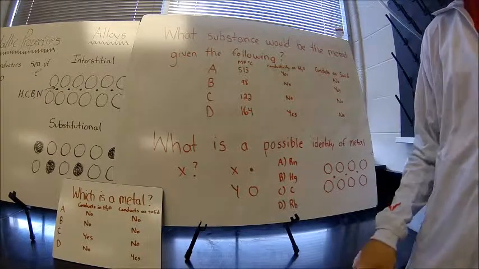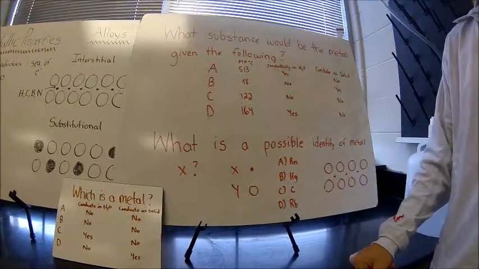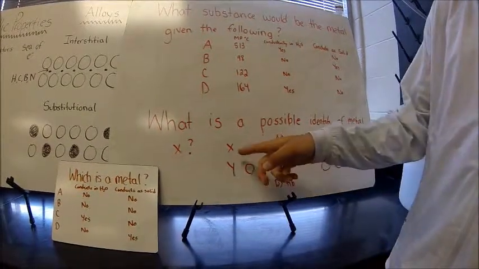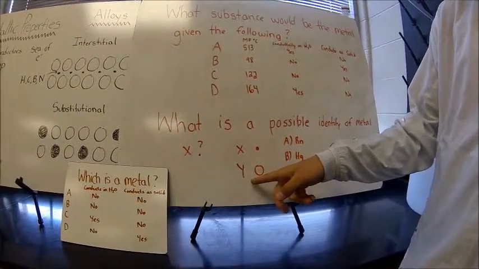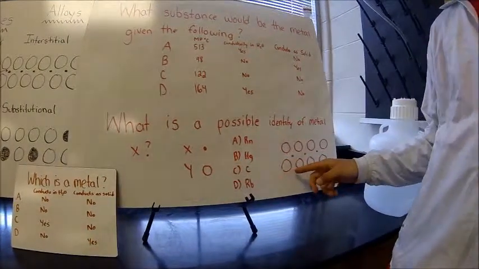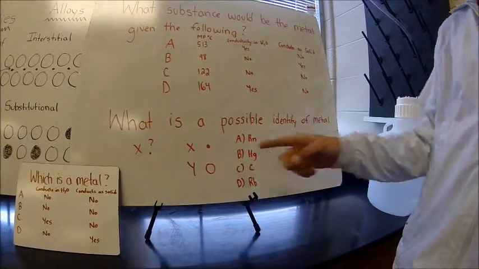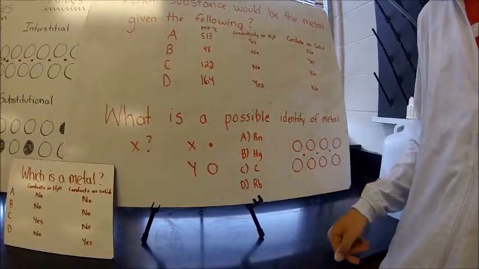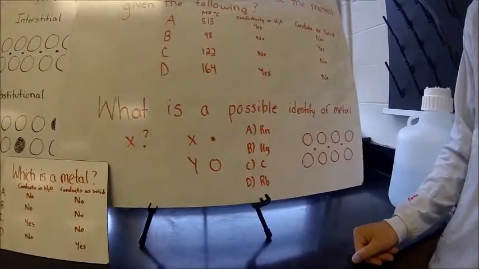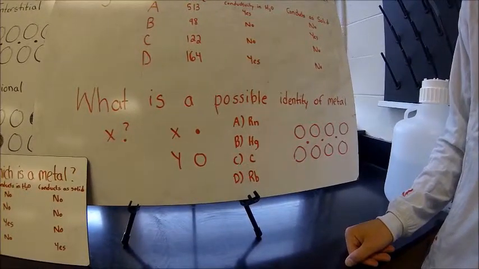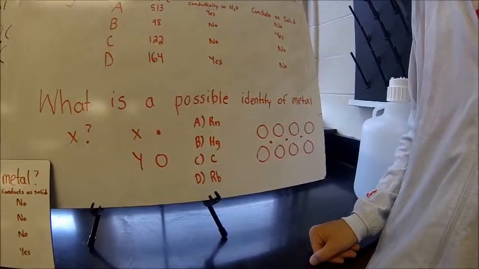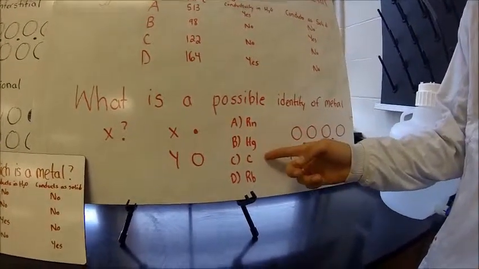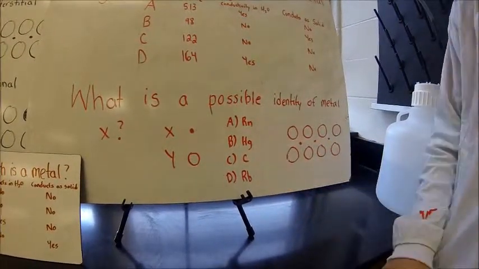So now the second question is, what is the possible identity of the metal X? And then you can see X and Y. Y is the big atom and X is the smaller one. So if you remember previously, that's going to be an interstitial alloy, meaning it has to be either hydrogen, carbon, boron, or nitrogen, and C would be your correct answer there.